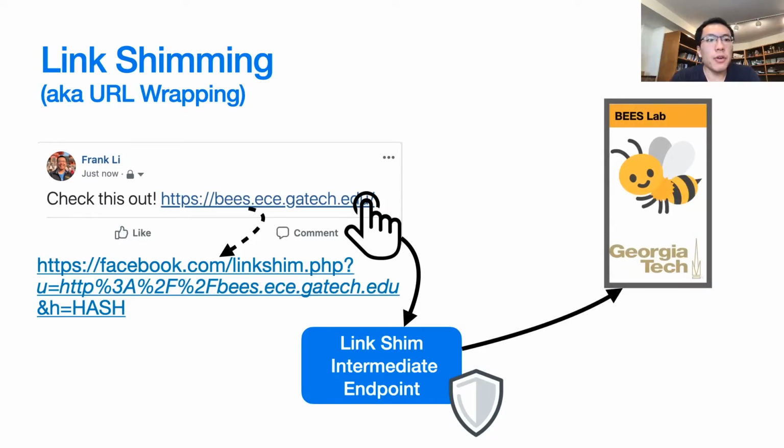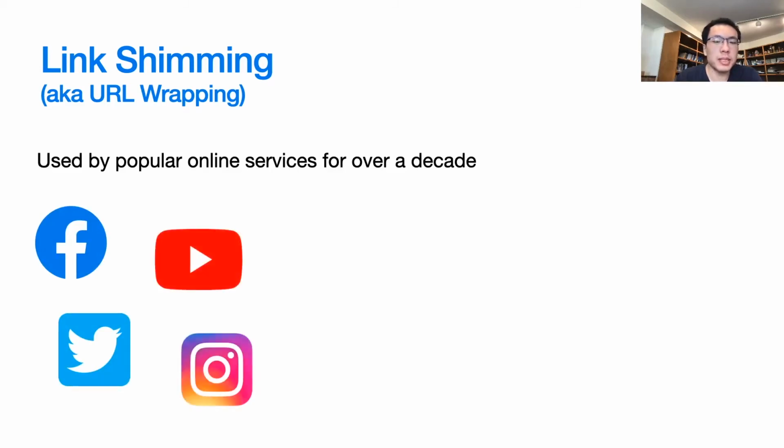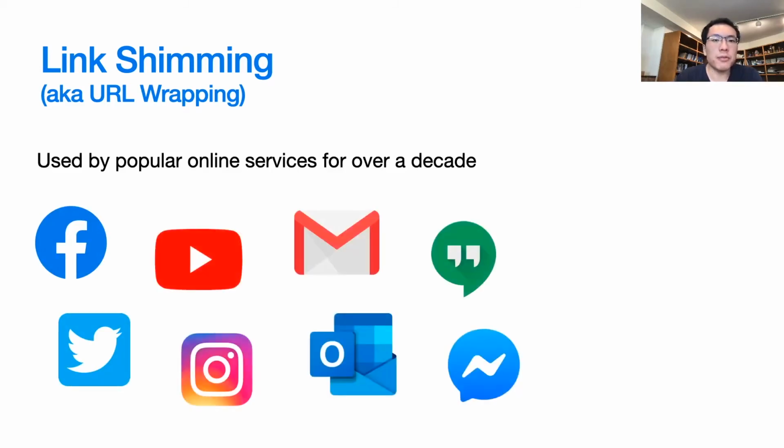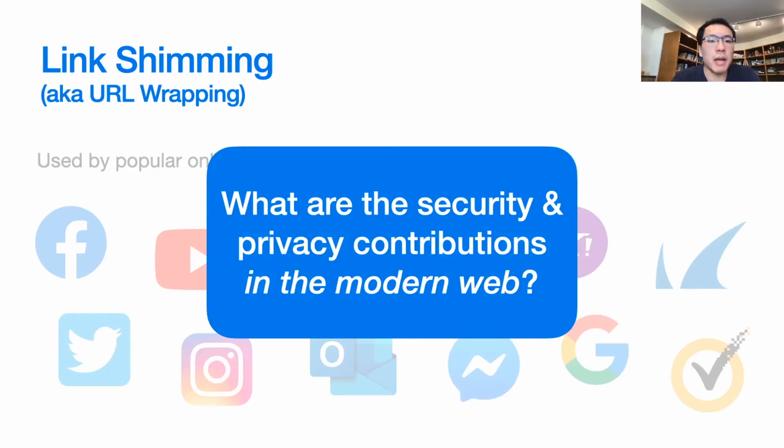Now, while some of you may not have heard of link shimming before, it's quite likely that you've encountered it on a regular basis. And that's because link shimming is used by popular online services and it's been used for well over a decade. This includes social networks and social media websites, email and messaging platforms, search engines, and security services. Now, despite how prevalent link shimming is across some of these popular services, we have actually very little information on what its security and privacy contributions are in practice, especially considering the modern web context.